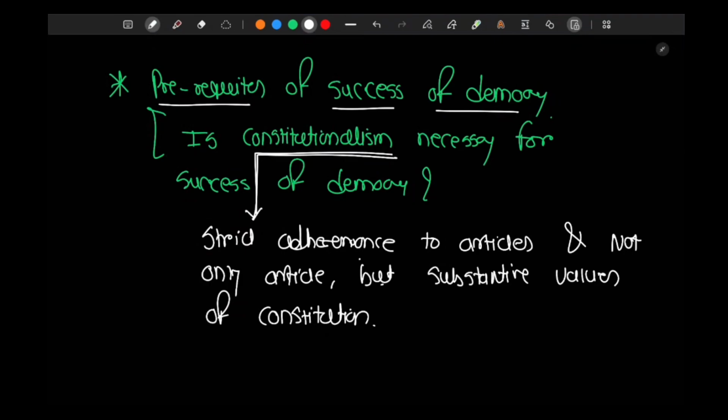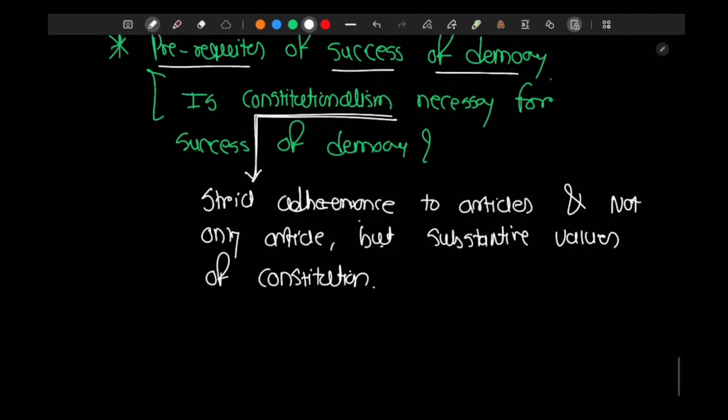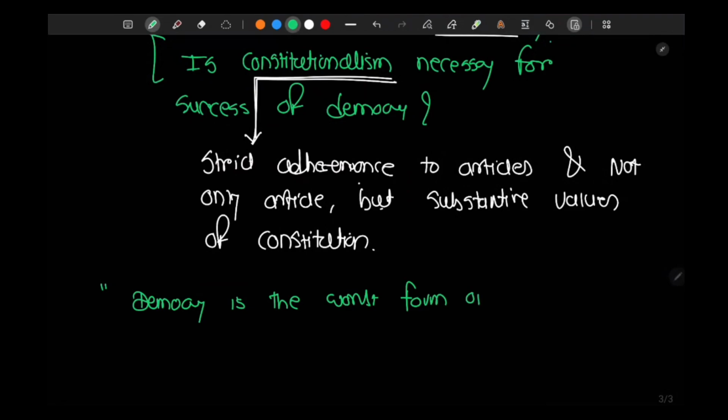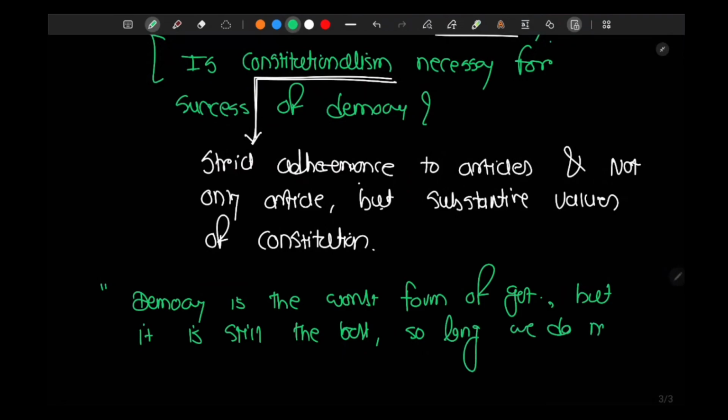So to start, let's treat it as a question, and I will start with this quote, a very famous quote of Winston Churchill. What Winston Churchill says is that democracy is the worst form of government, but it is still the best so long as we do not discover something better.